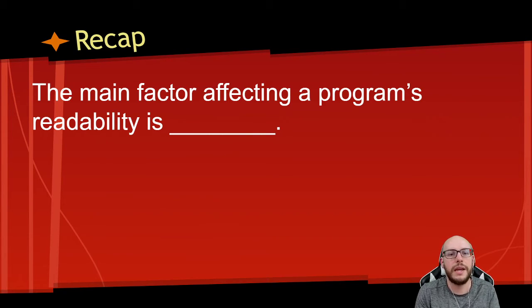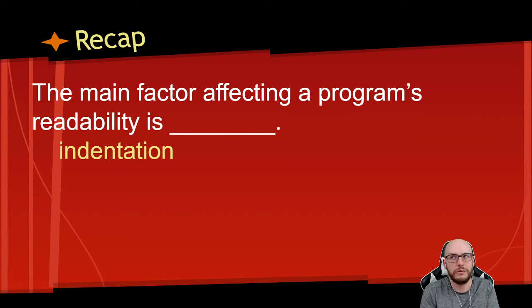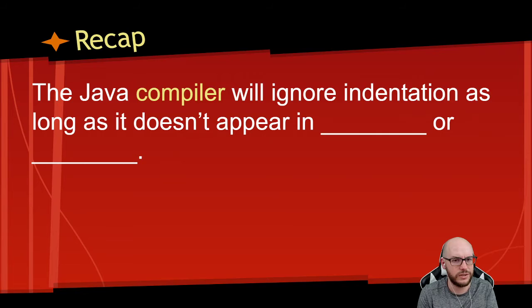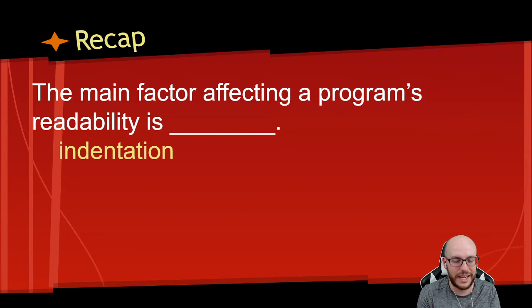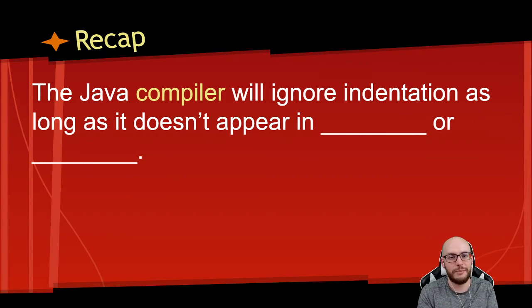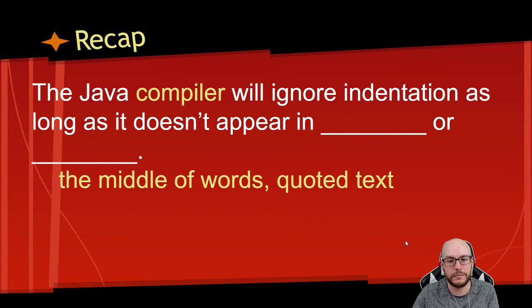Let's recap. The main factor affecting a program's readability is indentation. What is indentation? We're talking tabs, spaces, new lines. All of that counts as indentation. These are things that are just there for you. The compiler doesn't care about them unless they appear where? The Java compiler, essentially the computer, will ignore indentation as long as it doesn't appear in the middle of words or quoted text. Quoted text, it said strings on my other slide. Those are effectively the same thing.